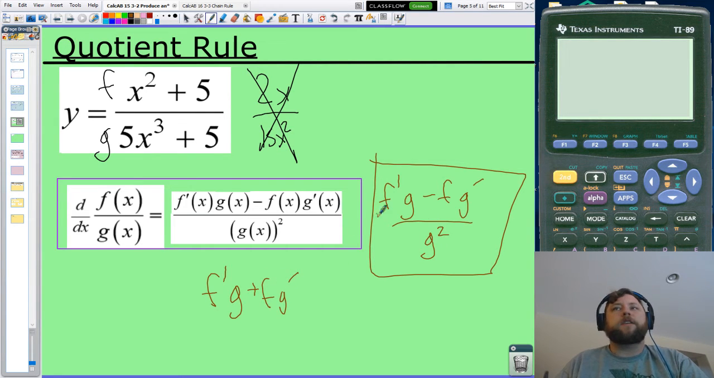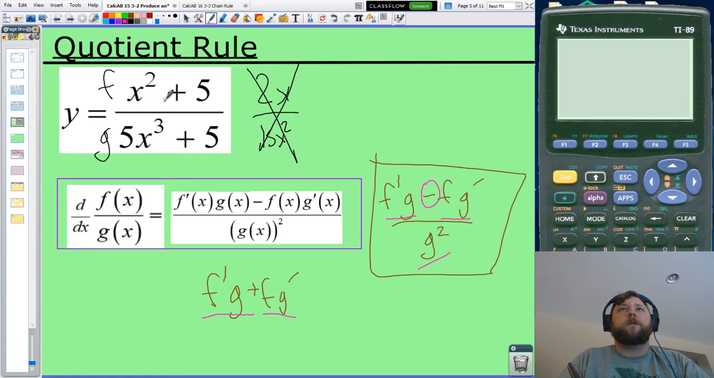Different textbooks might put these in different orders. This is the way I like teaching it. One thing you know that's in common is the f prime of g and f of g prime are in the same order. Division, or product rule, it's adding. Quotient rule, it's subtracting with a g squared on the bottom. Just got to memorize it.